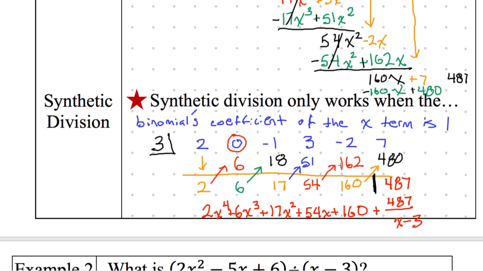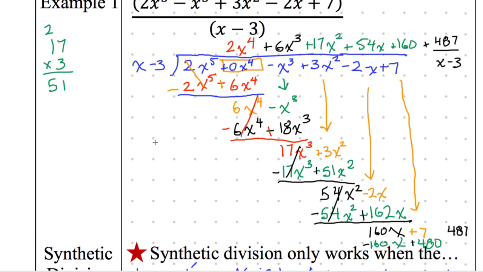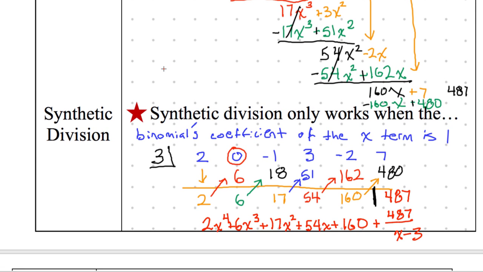Yes? Where did you get your positive 3? Where did I get my positive 3? This right here? That's a good question, everyone. I take this number right here and I multiply by negative 1. Always by negative 1. You just flip the sign. All right. That's synthetic division.